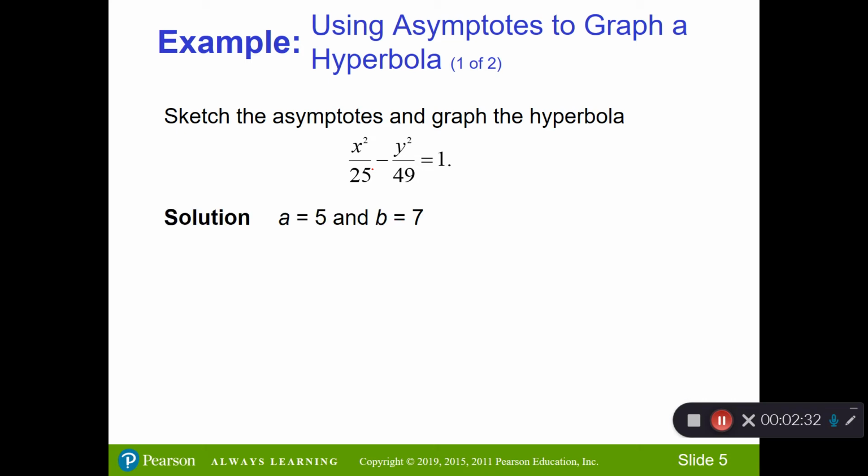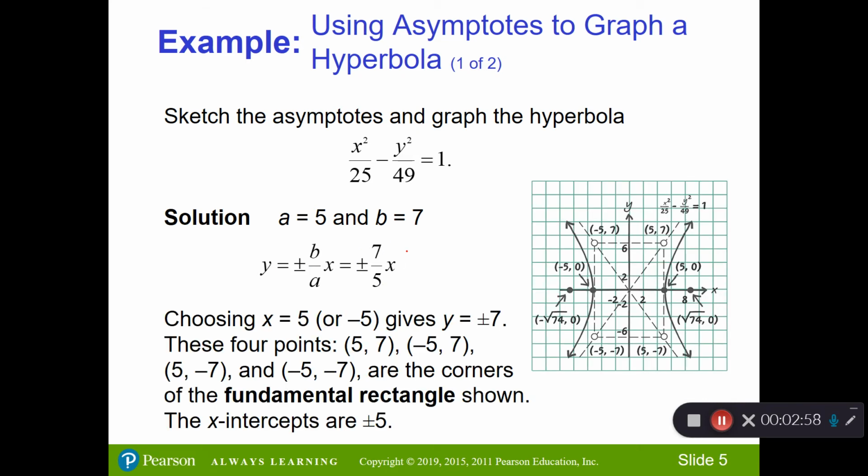I'm also going to figure out the slope of the asymptotes by doing the square root of what's under the y divided by what's under the x. So the square root of 49 is 7, over the square root of 25 is 5. So 7/5 is my slope for the asymptotes. We have two asymptotes, y equals plus 7/5 x and y equals minus 7/5 x. Then from the center, 0, 0, I move out 5 units to the left and plot a vertex, and 5 units to the right and plot a vertex.